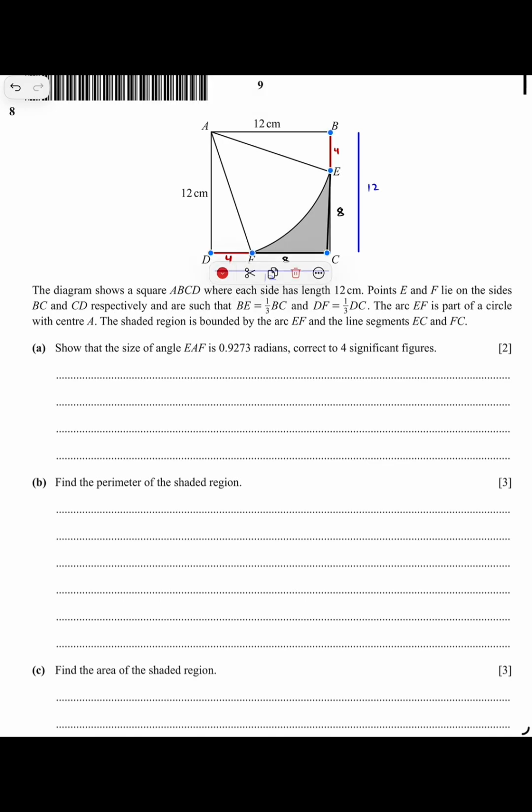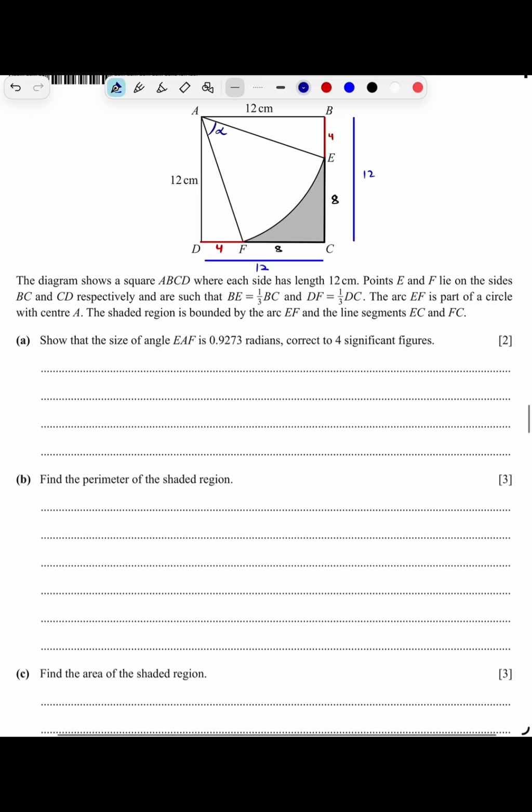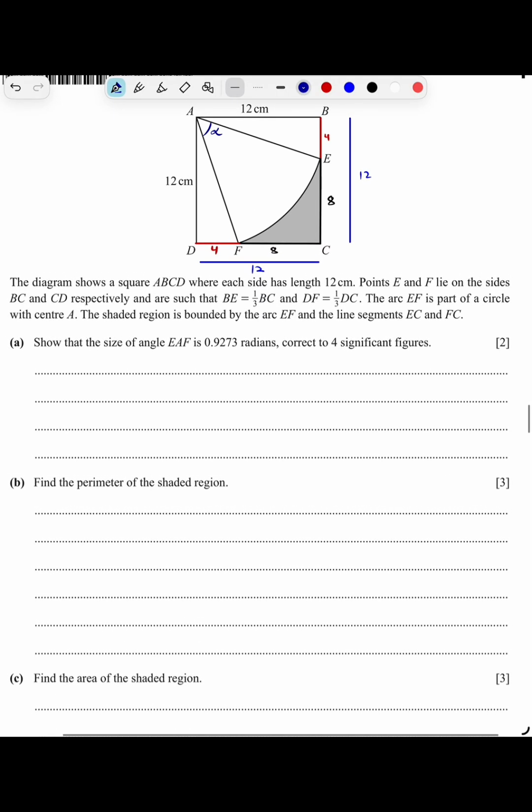लेट मी फिक्स दिस। okay, the arc EF, the arc EF is part of a circle with center A. Okay. The shaded region is bounded by the arc EF and the line segments EC and CF. Ye shaded region. Okay. Show that the size of the angle EAF. Okay. EAF. Ye ban gaya angle. Okay. EAF is 0.9273 radians, correct to four significant figures.